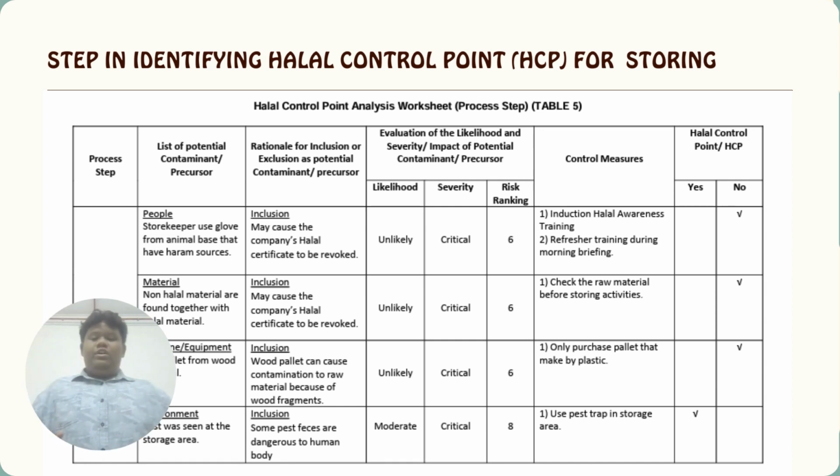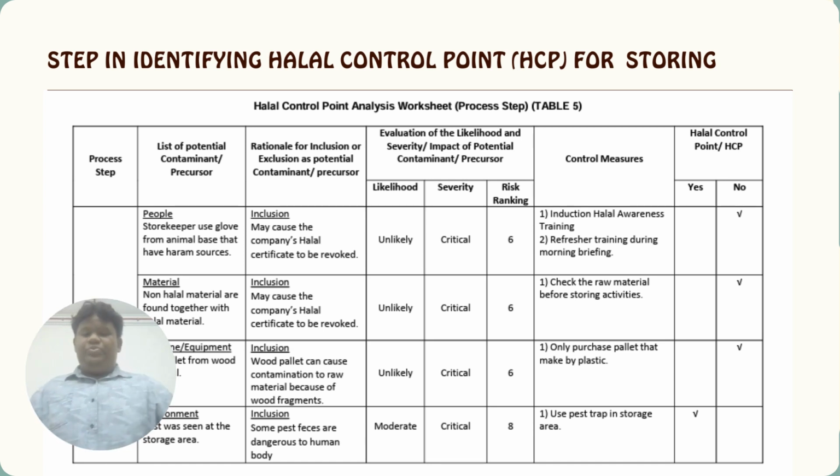For example, at the store, on the raw material store, we only keep the halal raw material, but at some point there is haram material inside there, maybe brought in by the workers or anything else. Lastly, for machine or equipment, a wood pellet is used. And lastly, environment: pests were seen at the storage area, which means there is a presence of pests at the raw material storage. So, what is the rationale for inclusion as a potential contaminant?